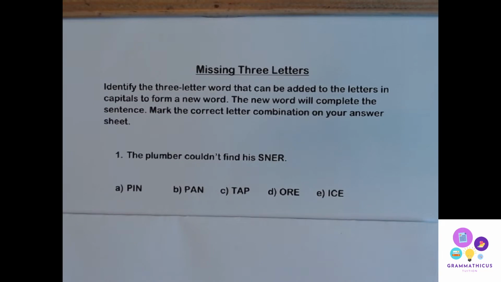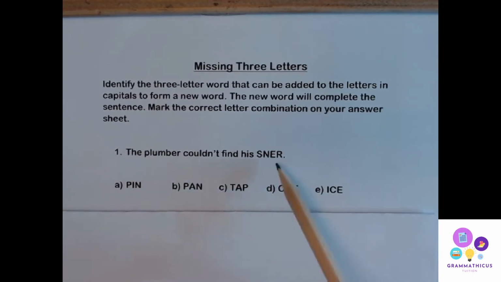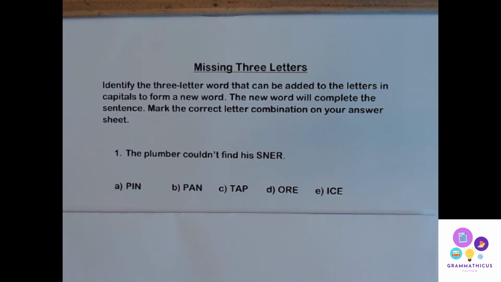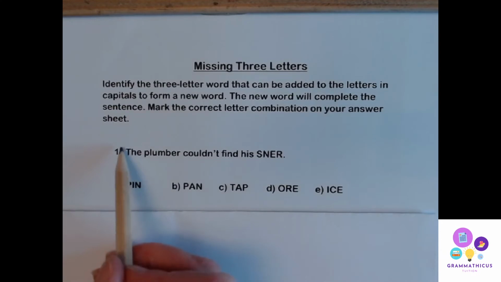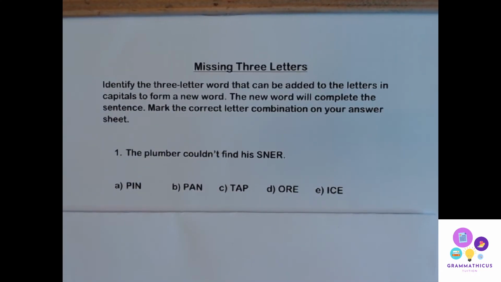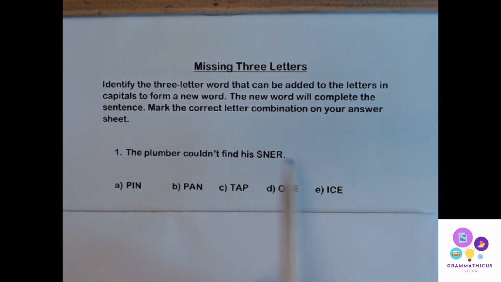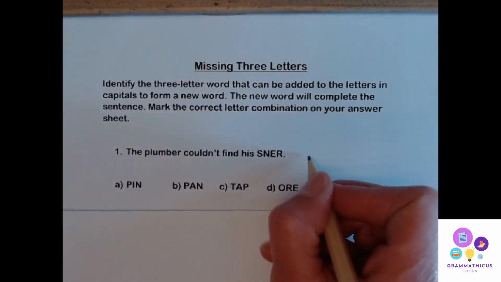Now, we can't change the order of these letters at all, and it's worth remembering we can add these 3 letters anywhere within this word, but the order of the letters doesn't change. Now, one of the easiest ways of solving these is to actually look at the sentence and see if we can work out what it's going to be from the context of the sentence. So it says the plumber couldn't find his something. Well, what might a plumber not be able to find? Well, maybe a tool of some description. And if I think of a tool that a plumber might use, I'm thinking of a spanner.